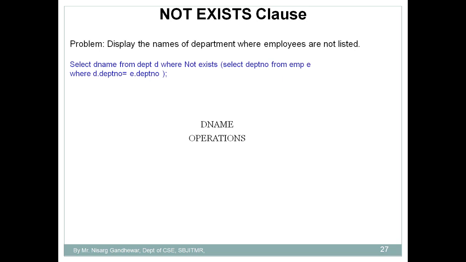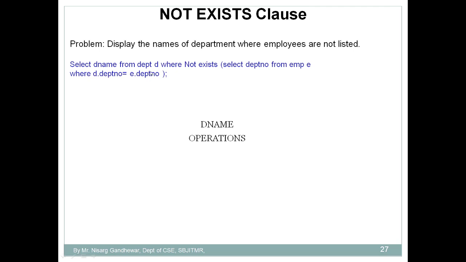Only one word is added, that is NOT EXISTS. So it is the same as EXISTS, but exactly opposite to EXISTS. A simple problem: display the names of departments where employees are not listed or not enrolled. So how do we write a query with the help of NOT EXISTS?